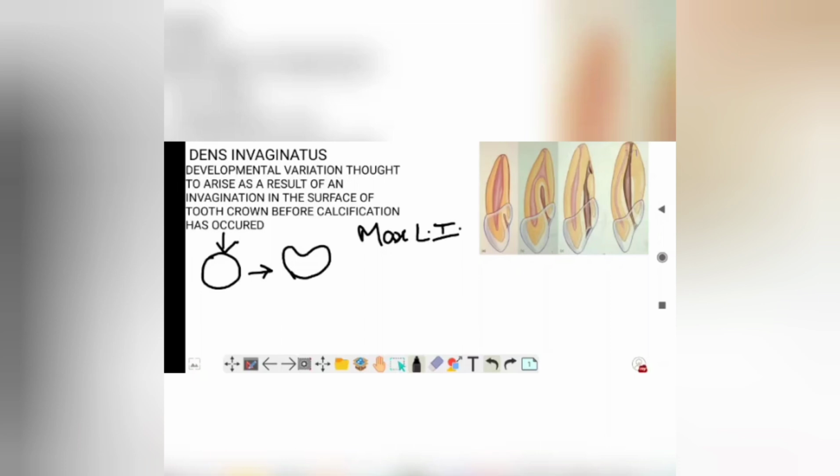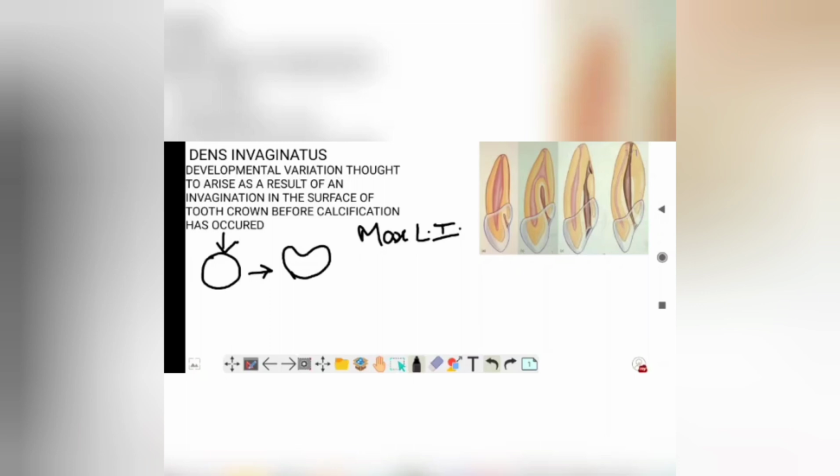Now, in other words, how can we define dens invaginatus? We can say it is an accentuation in the development of the lingual pit. We all know that on the lingual surfaces of the incisors there is a lingual pit. If that lingual pit accentuates, that means it becomes prominent and deepens, that will lead to development of dens invaginatus.